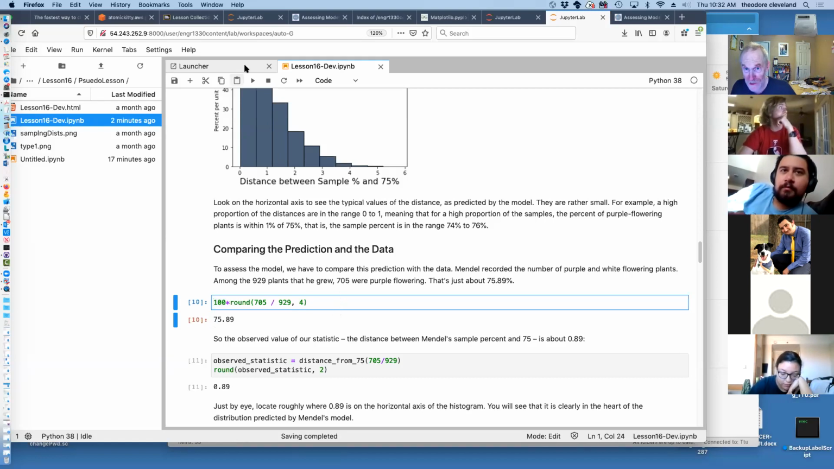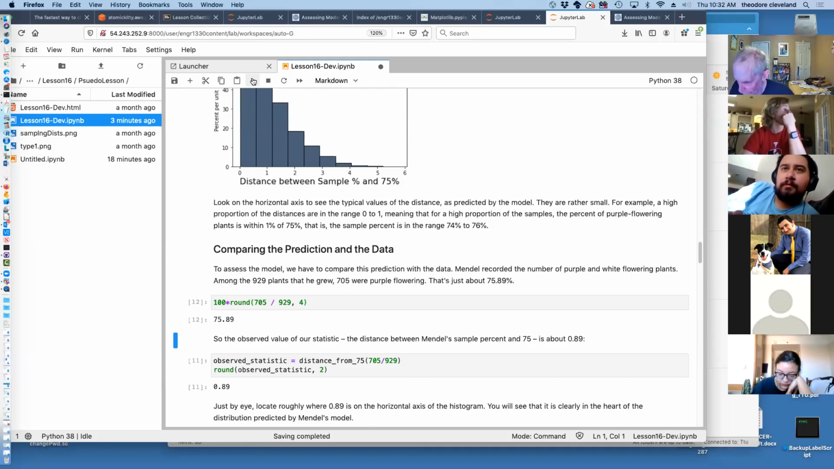So this is an actual experiment using real plants, and we get a real number. The observed value of our testing statistic, which we already decided was the distance between the sample percentile and 75, our data model, is 0.89 units. So 0.89% is the distance in our actual observations from our model.